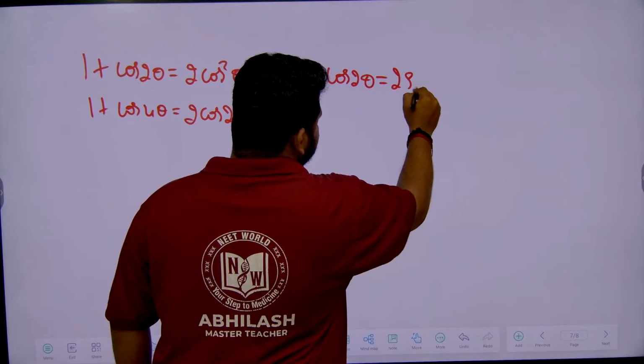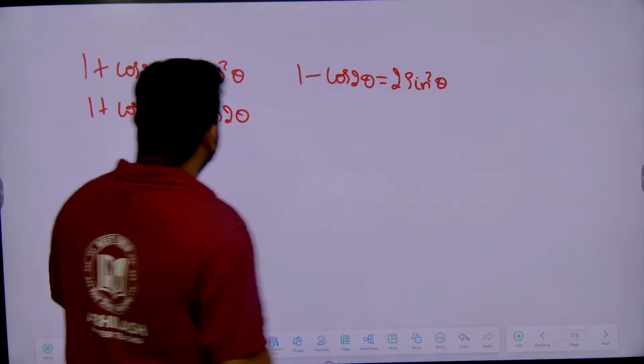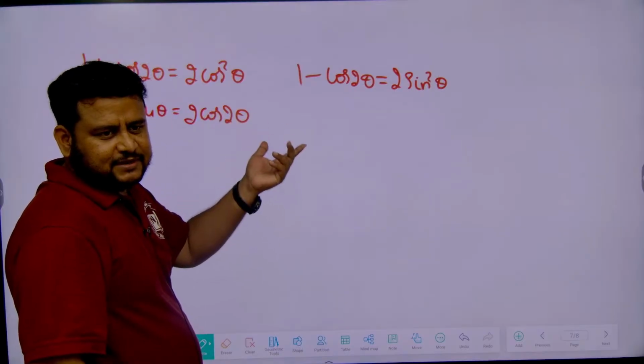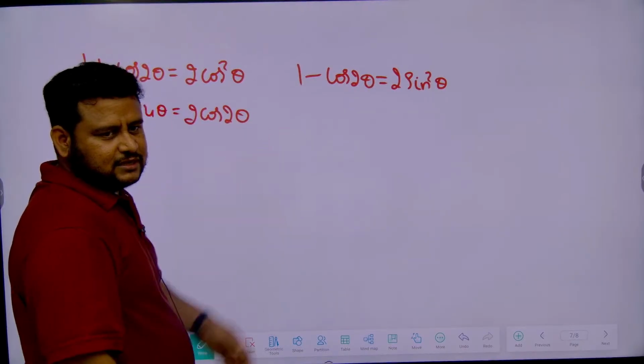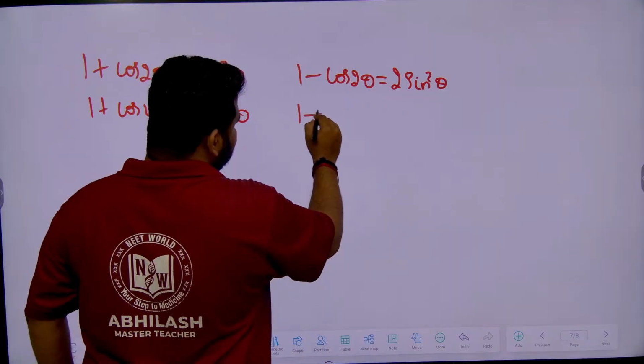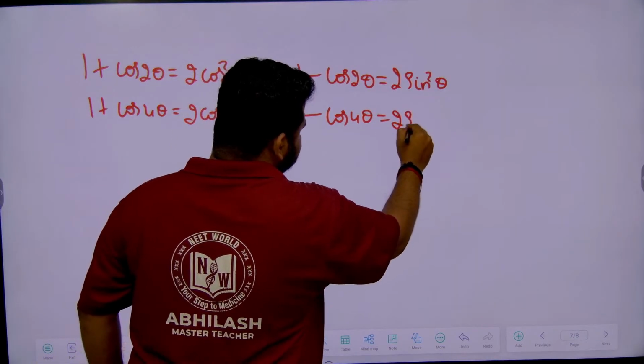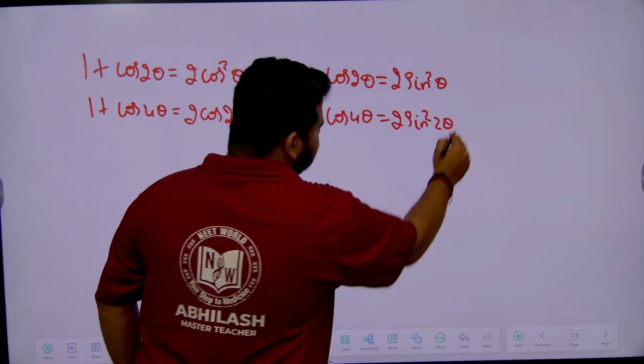2 sin square theta. Understand? If it is plus, cos. If it is minus, sin. From where is it coming? Double angle formula of cos. I am writing it separately. 1 minus cos 4 theta, this will become what? 2 sine square 2 theta. Understood?